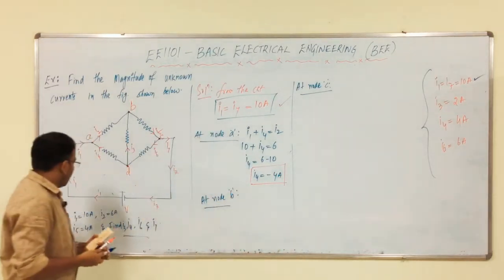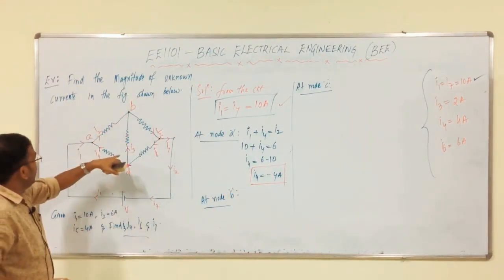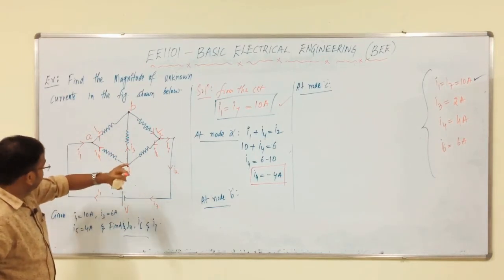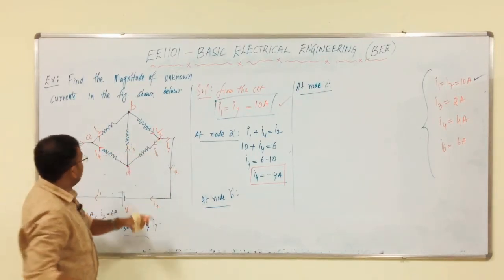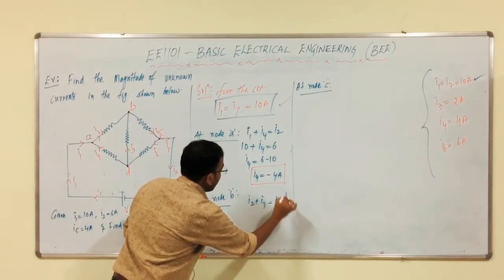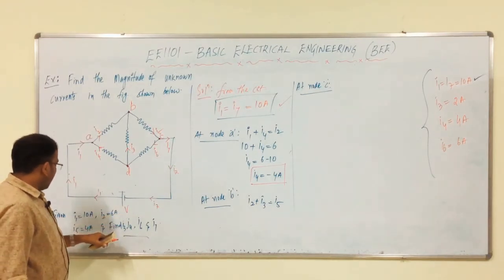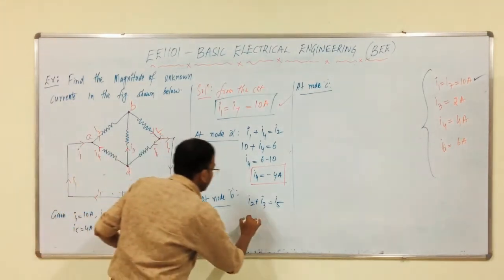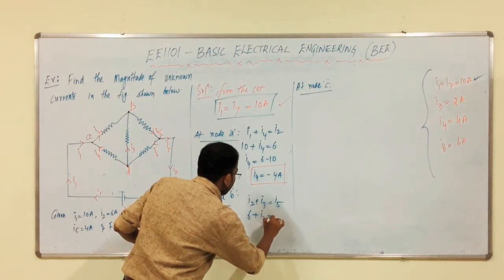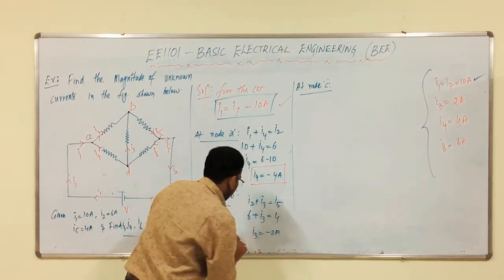Clear? Next, at node B, I2 is incoming current, I3 is incoming current and I5 is outgoing current. I2 plus I3 equals I5. That is it. So, given I2 is 6, I3 we do not know, I5 is 4 amps. I3 is equal to what? Minus 2 amps.